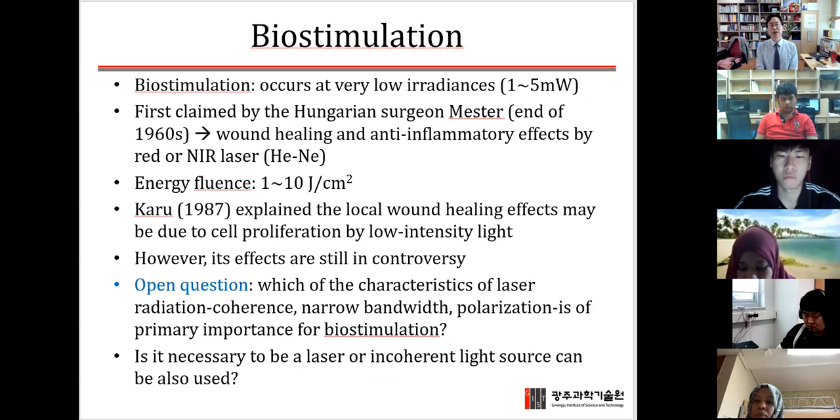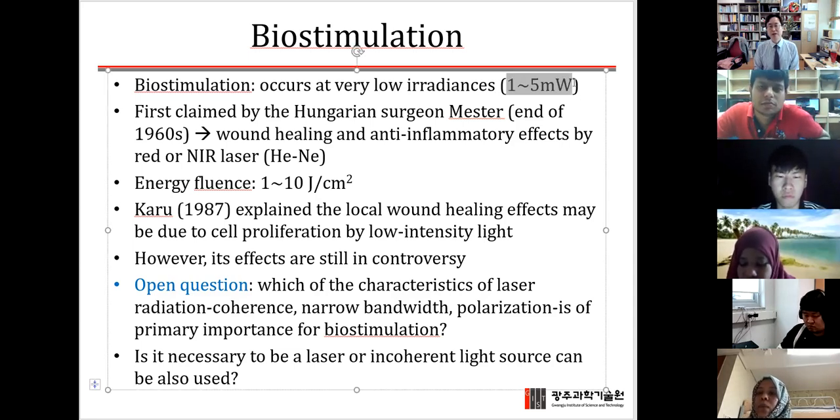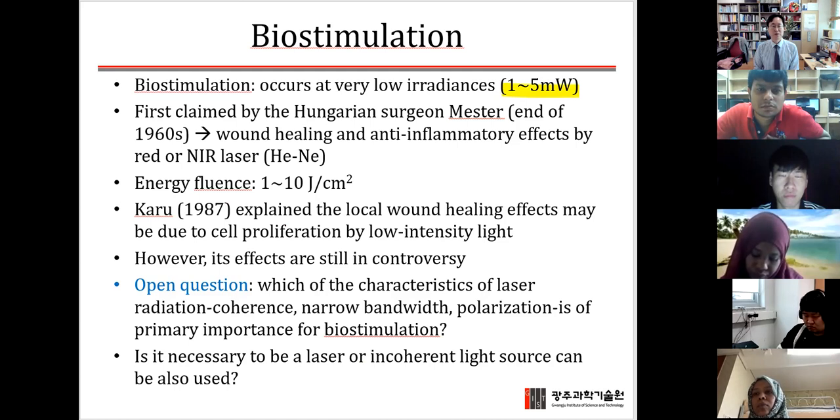Okay, so that was so far about the PDT. And then let's look at biostimulation. Biostimulation happens under very low power, like the 1 to 5 milliwatt range. That was first claimed by a Hungarian surgeon. The name is, I don't know, Mester.